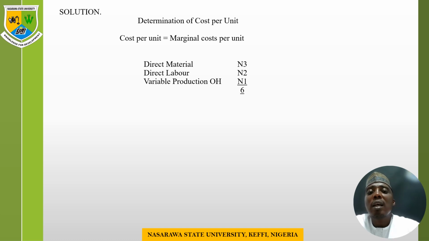So the total cost per unit is 6 naira. It will take this company 6 naira per unit to be able to produce 1,100 units of the finished product. And the 6 naira is a combination of what? 3 naira for direct materials and 2 naira for direct labor, while variable production overhead is 1 naira. So this 6 naira is the cost per unit as per requirement number 1.